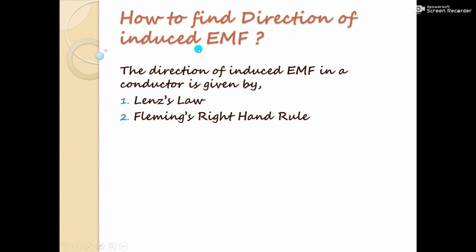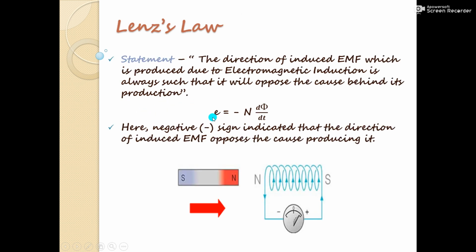Now we will see how to find the direction of induced EMF. This can be found out by using two laws: Lenz's law and Fleming's right-hand rule. So what is there in Lenz's law? The direction of induced EMF, which is produced due to electromagnetic induction, is always such that it will oppose the cause behind its production.